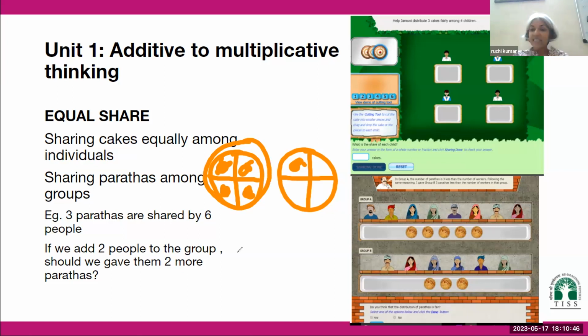Now, this is a problem that even 9th standard students make this kind of mistake. Therefore, we have included this in our module. I know it is quite basic level, but you can try it out with your students and see if they still make this mistake and they need to understand that part.